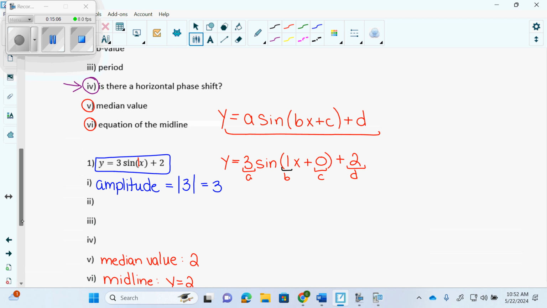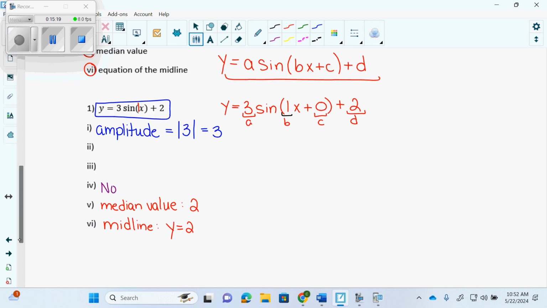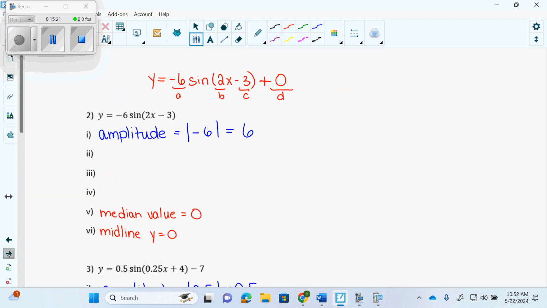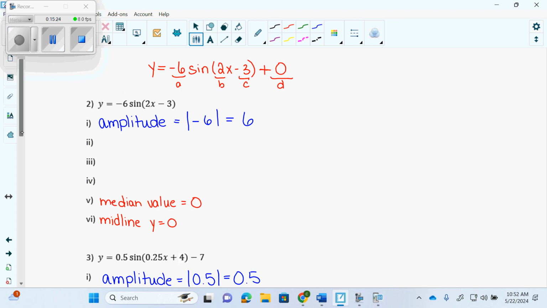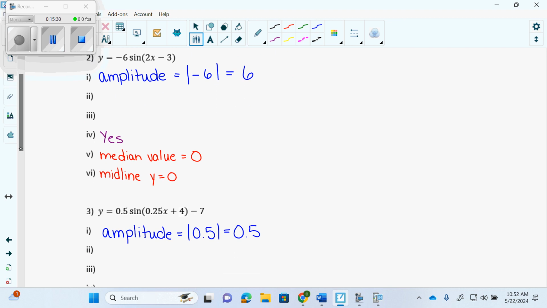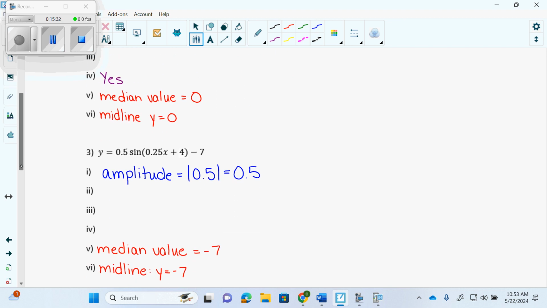So let's look here. Does this one have a C value of anything other than 0? No, its C value is 0. Do you see how I write the equation out as A, B, C, and D? Always fill them in. So my C is 0, so no. Quickest answer ever. Okay? Then we're going to go over. This one, horizontal phase shift. Yes, it's a 3, so yes. Don't say anything other than yes or no.